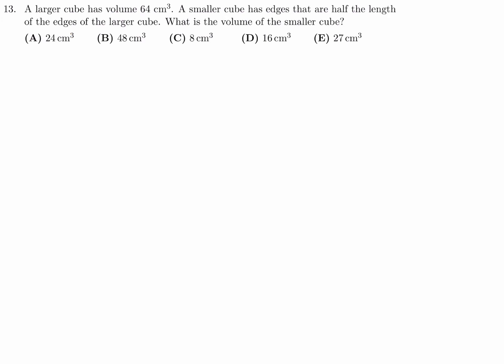A larger cube has a volume of 64. A smaller cube has edges that are half the length of the edges of the larger cube. What is the volume of the smaller cube? Well, we have a large cube, and then we have a small cube. And then the edge of the small cube, let's just say, is x. So the edge of the large cube is 2x, because they're saying the smaller cube has edges that are half the length of the edges of the larger cube.